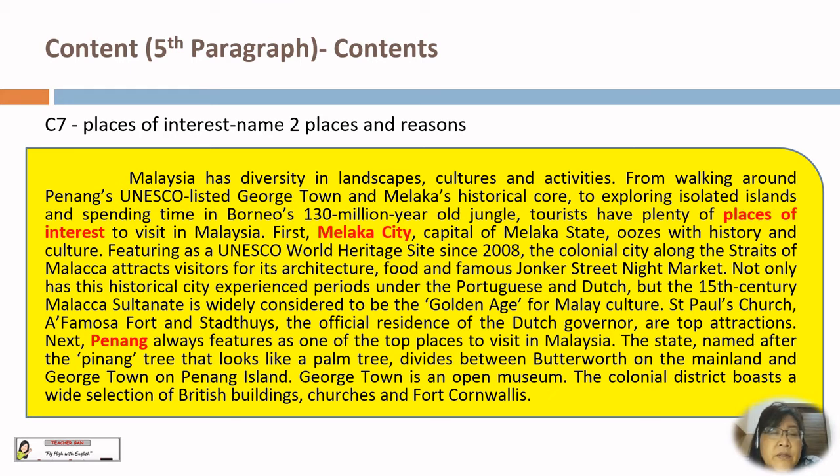Next, Penang always features as one of the top places to visit in Malaysia. The state, named after the Penang tree that looks like a palm tree, divides between Butterworth on the mainland and Georgetown on Penang Island. Georgetown is an open museum. The colonial district boasts a wide selection of British buildings, churches, and Fort Cornwallis.